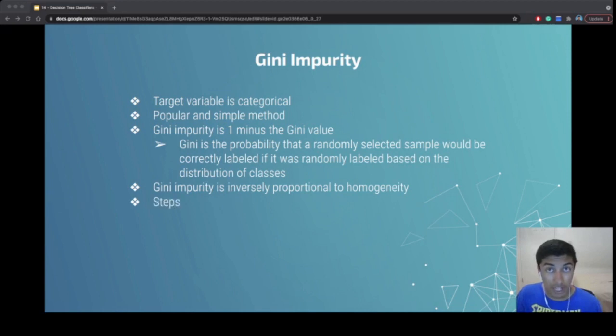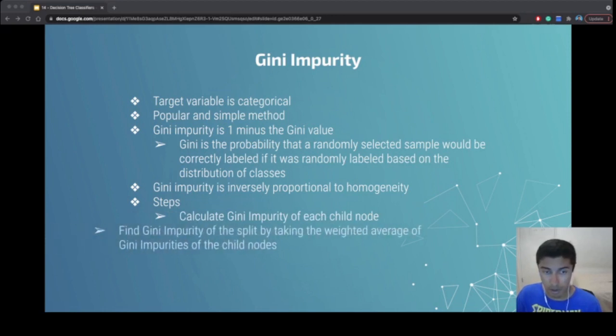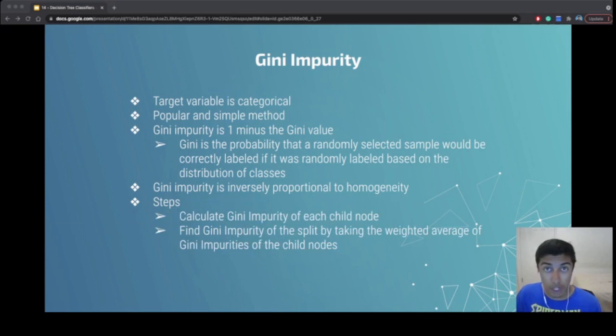Now here are the steps to calculate Gini impurity. First, calculate the Gini impurity of each child node. Next, find the Gini impurity of the split by taking the weighted average of Gini impurities of the child nodes. Finally, as with the previous methods, simply repeat the steps to find the best split with the lowest Gini impurity.